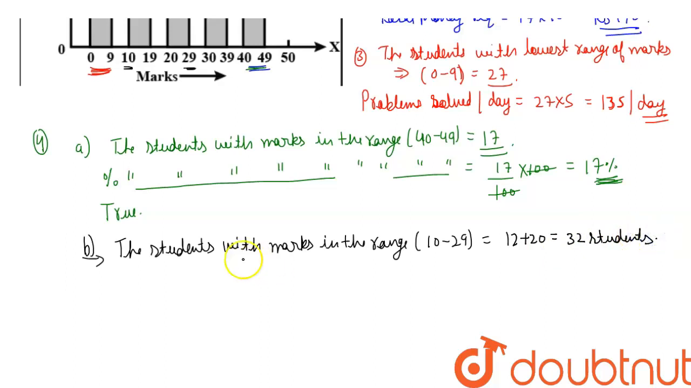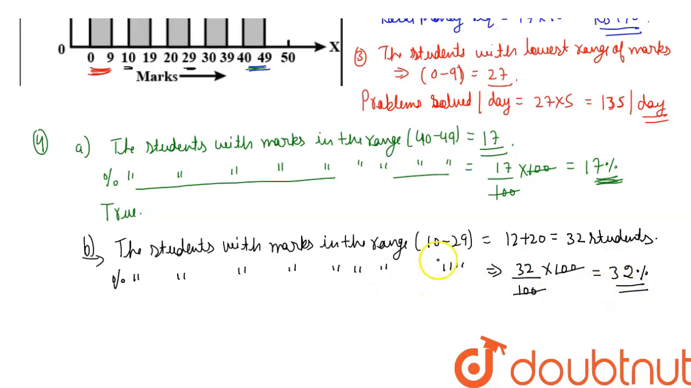Now we need to calculate the percentage of such students who have got marks in the range between 10 to 29. The percentage would be the total number of such students in this range, that is 32, divided by the total number of students present in the class, which is 100, multiplied by 100. This 100 and this 100 cancel, and on solving this we get 32%.